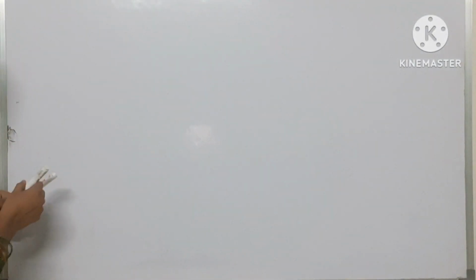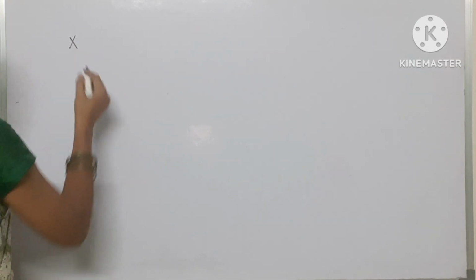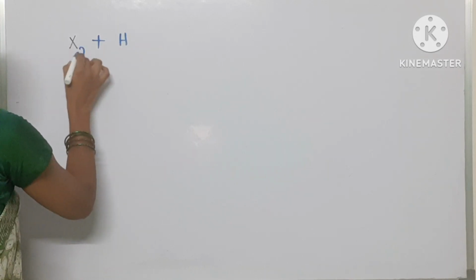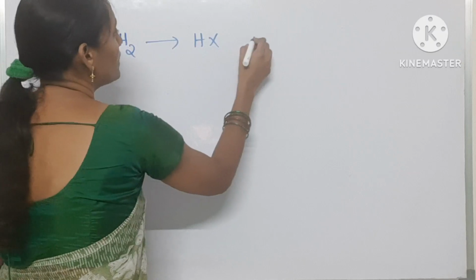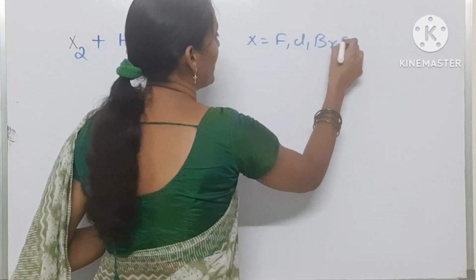See, for the general formula, X is nothing but a halogen, which reacts with hydrogen, H2, and then they will form HX. Here X is nothing but fluorine, chlorine, bromine and iodine.